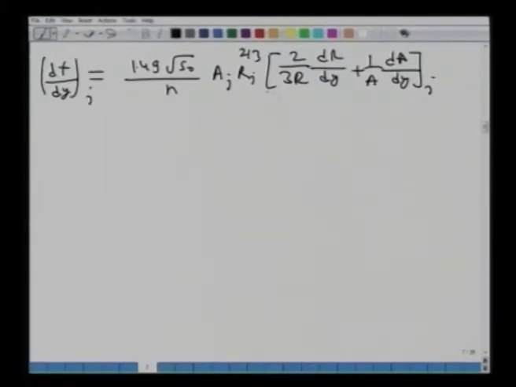Now, this whole expression is a function of the depth of flow and it is a complicated function. This is called the channel slope function.